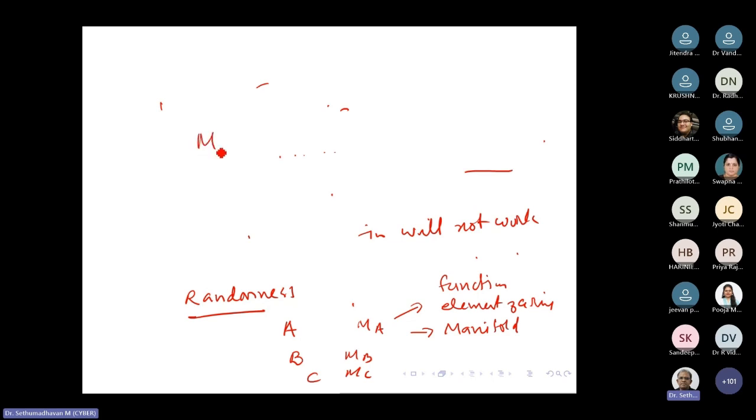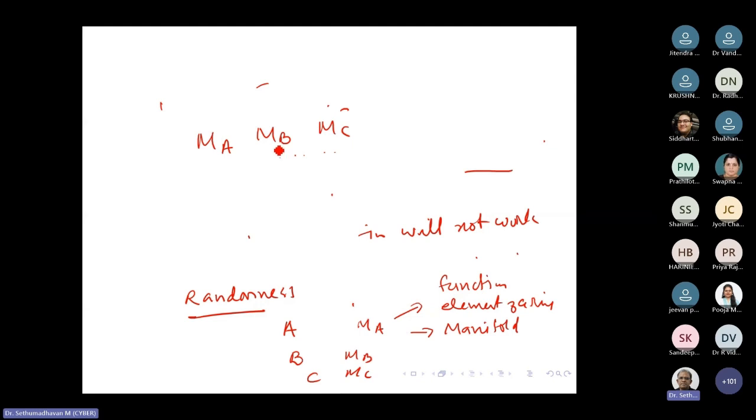So you have to understand what MA is. These are the mathematical objects. This mathematical object MA is either a function, an element of a ring, or a manifold. MB corresponds to another ring and another energy. MC corresponds to another energy. So our particle is represented by a join of all these.